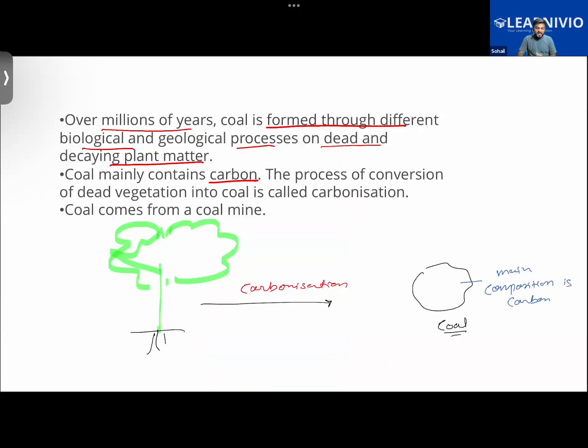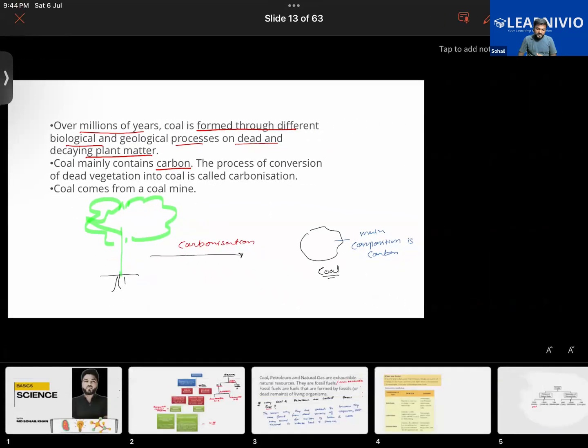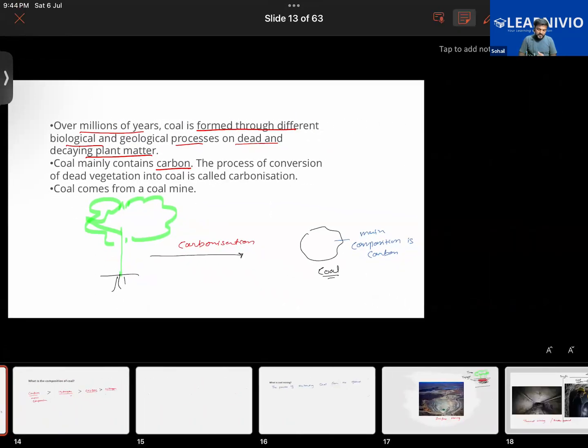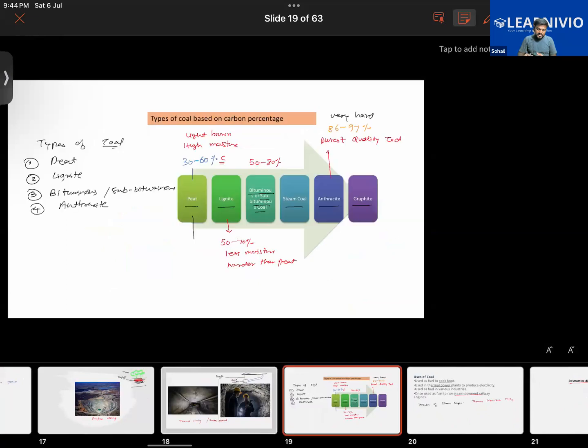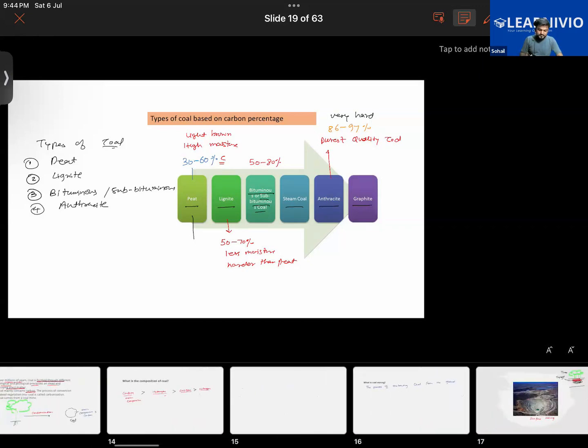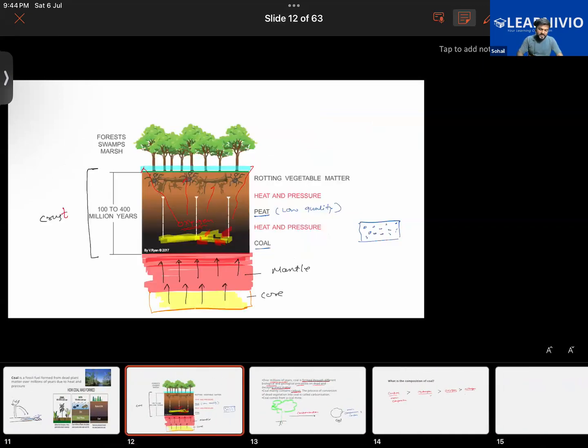Also we learned that if coal is found at a deeper level, the carbon composition is higher in it, right now, Aisha? So coal found at more depth is of higher quality, while coal found at less depth is of poor quality.